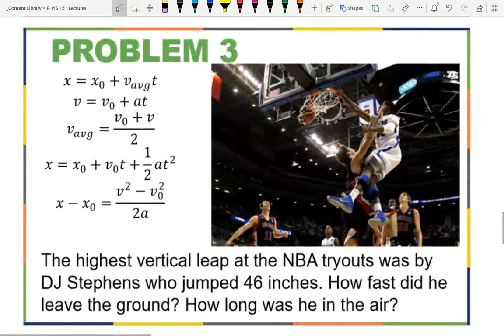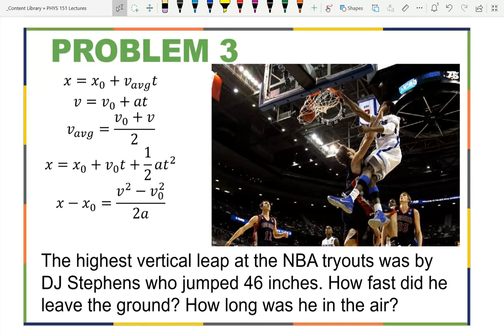Now, still kinematic equations. But the problem states, the highest vertical leap at the NBA tryouts was by DJ Stevens, who jumped 46 inches. Which, when you think about it, is jumping really high. That's 2 inches short of 4 feet. How fast did he leave the ground? And how long was he in the air? So in this problem, we're asked for the initial speed. What do we know? What's given? How high he jumped, 46 inches. We know that he started at 0 and ended at 46. We know that he was accelerating at -9.8. Okay, we know the acceleration. That's implied.